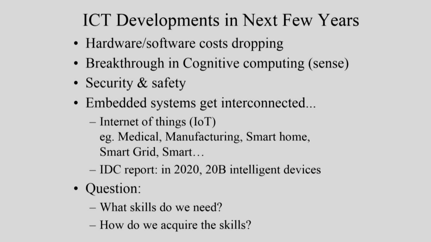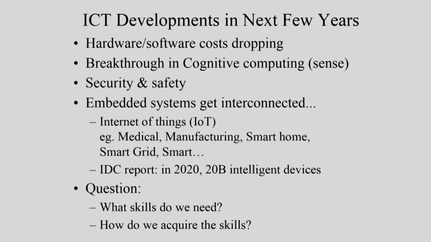So think of this intelligence in the cloud, which is sensing the environment through distributed sensors, which is then computing a response to it and affecting the process or the environment in some way. So this is relevant in medical computing, manufacturing, smart homes, smart grid, smart what have you. There is an IDC report which says that in 2020 you shall have 20 billion intelligent devices, which means almost a few embedded systems per human being on this planet.